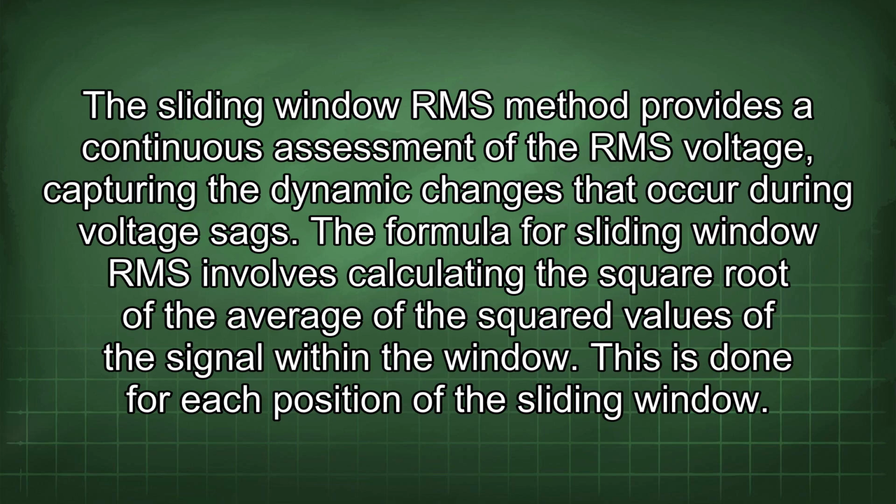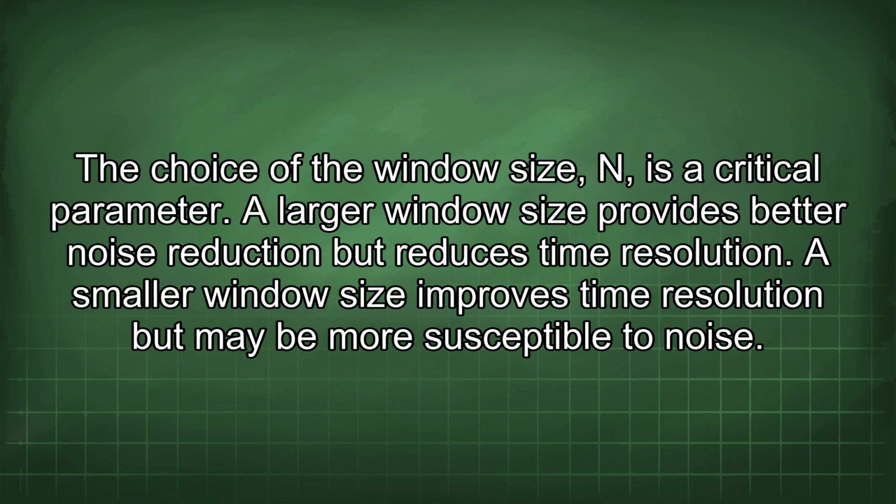The sliding window RMS method provides a continuous assessment of the RMS voltage, capturing the dynamic changes that occur during voltage sags. The formula for sliding window RMS involves calculating the square root of the average of the squared values of the signal within the window. This is done for each position of the sliding window. The choice of the window size, N, is a critical parameter. A larger window size provides better noise reduction but reduces time resolution. A smaller window size improves time resolution but may be more susceptible to noise.